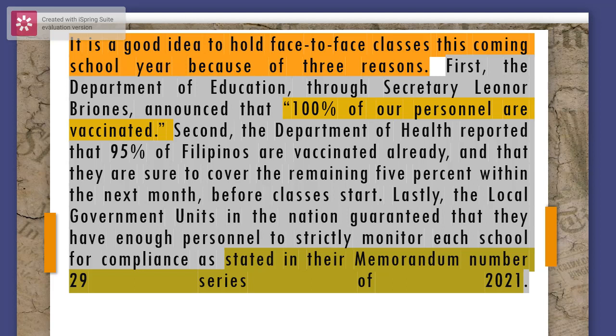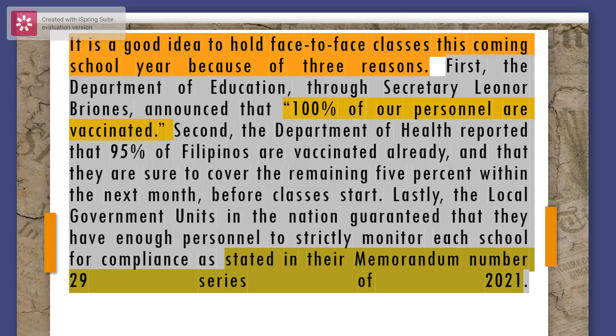First, the Department of Education through Secretary Leonor Briones announced that 100% of our personnel are vaccinated. Second, the Department of Health reported that 95% of Filipinos are vaccinated already and that they are sure to cover the remaining 5% within the next month before classes start. Lastly, the local government units in the nation guaranteed that they have enough personnel to strictly monitor each school for compliance, as stated in their Memorandum Number 29 Series of 2021.